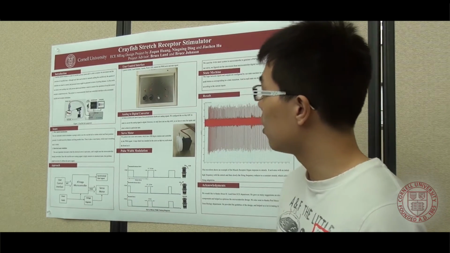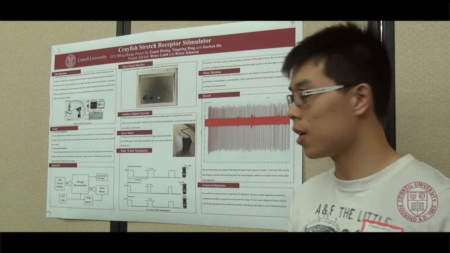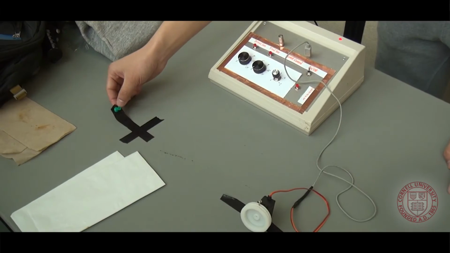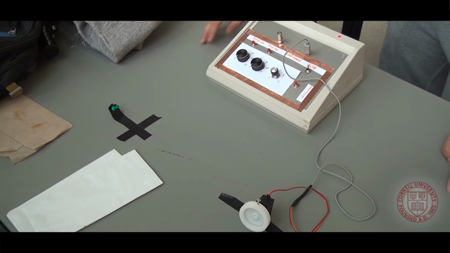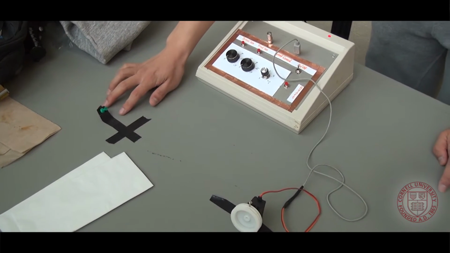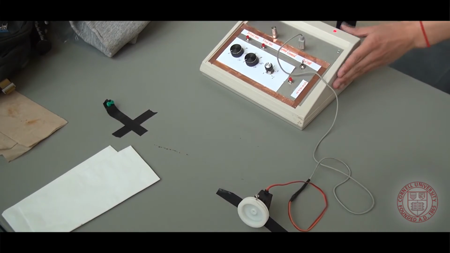So in the software part, we designed a state machine inside the microcontroller. We're using the tape to simulate the crayfish tail. In the lab, we're going to use the real one. So that's a servo motor. This is the user interface.